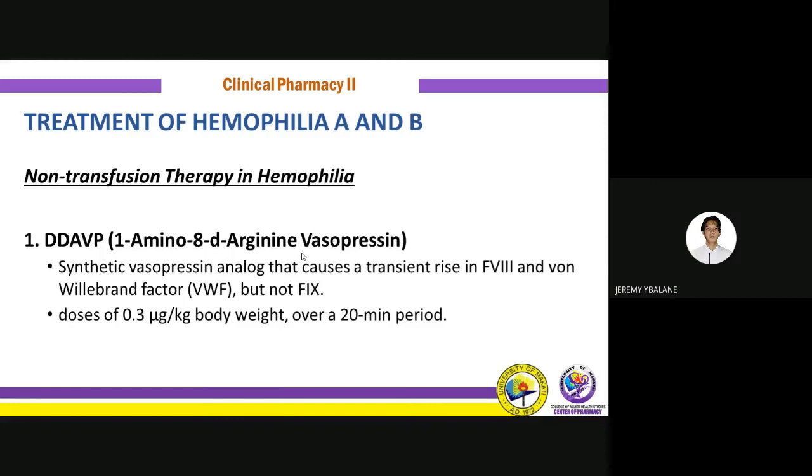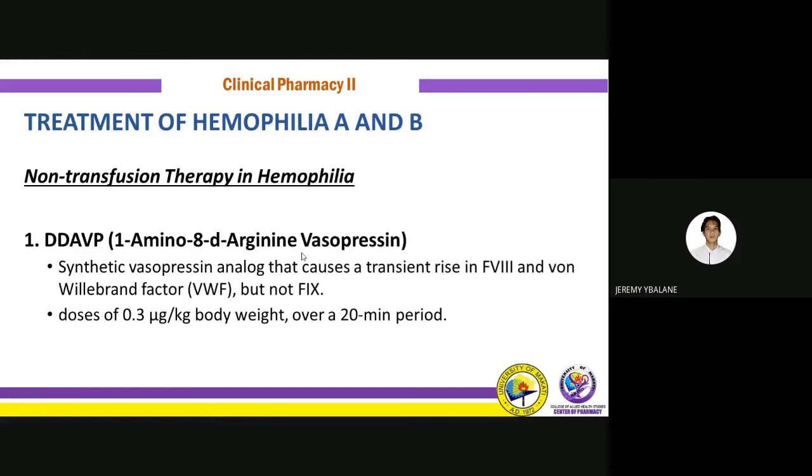This works through a mechanism involving release from endothelial cells. Patients with moderate or mild hemophilia A should be tested to determine if they respond to DDAVP before therapeutic application. So our patient needs to be tested on whether they will respond to DDAVP before the therapeutic application is administered, because it does not work on factor IX. It only works for a transient rise of factor VIII and von Willebrand factor.